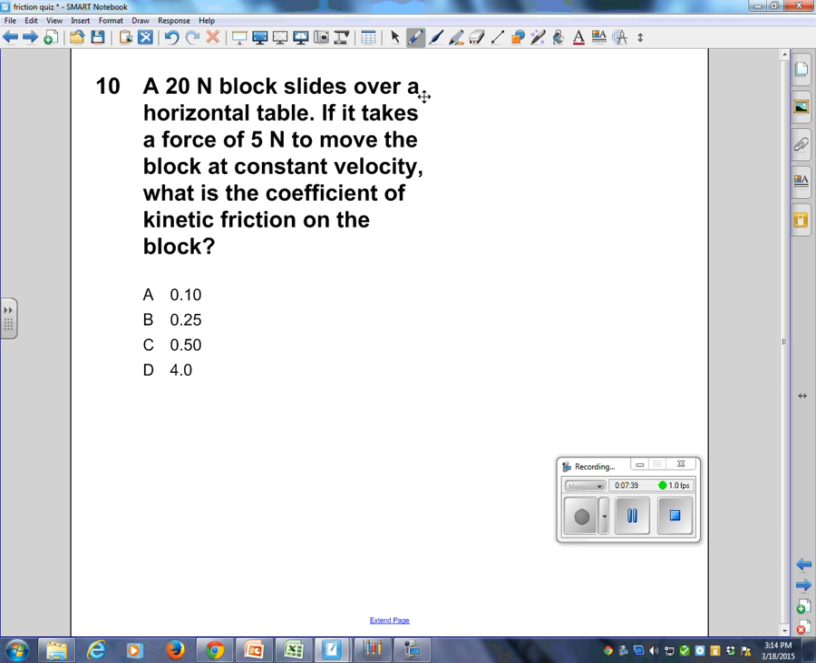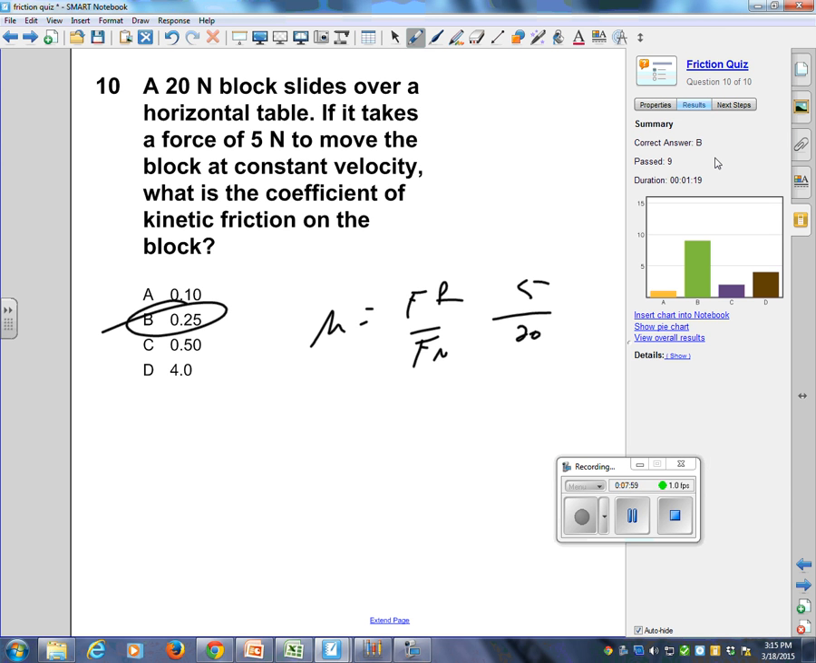A 20 newton block slides over a horizontal table. If it takes 5 newtons, what's the coefficient of kinetic friction? Mu equals Ff over Fn. So what's the Ff? We just found it out. It's 5, isn't it? Over the normal force, 20, gives 0.25. B.